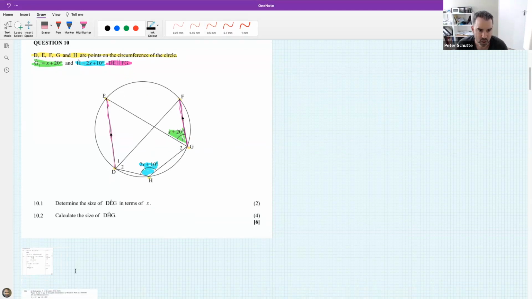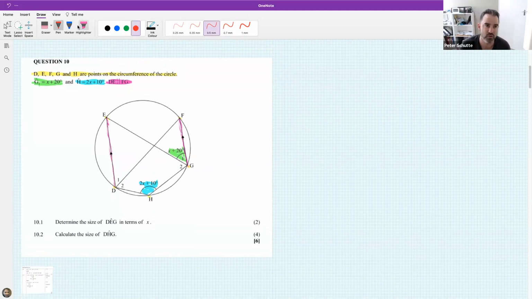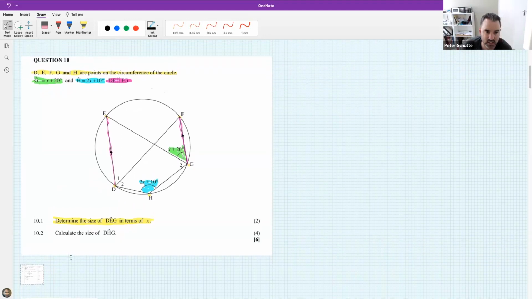What you need to do for me is determine the size of DEG in terms of x. So I want you to try and do that. Find me the size of DEG in terms of x. When you feel like you've got it, I want you to put the answer in the chat. So first find where it is, and then you can tell me what you think that is.